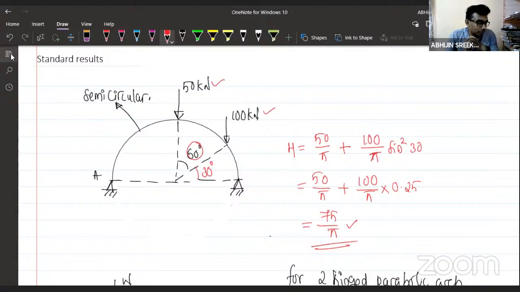Therefore, for two-hinged, bending moment at any section is 0 or WL square by 8. Two-hinged, you're talking about two-hinged. It will be 0 for parabolic. I mean, for UDL throughout, it will be 0. Okay, it will be 0. Horizontal reaction will also be the same. That is WL square by 8. Okay, that's the end of it.